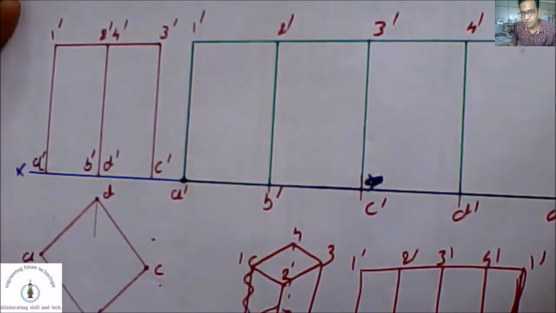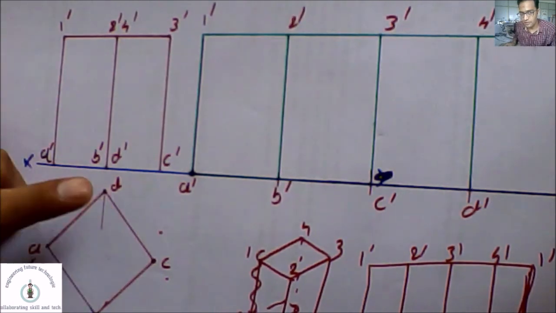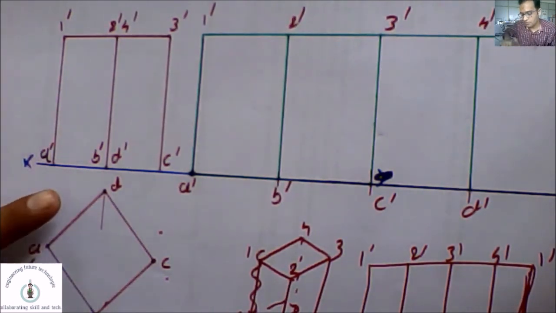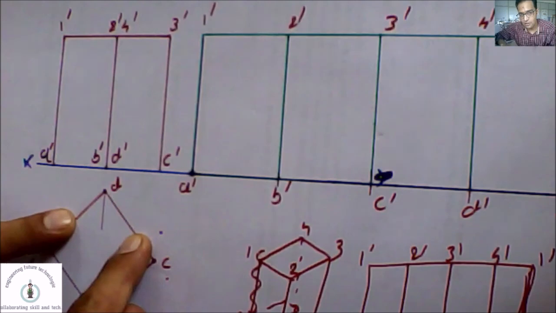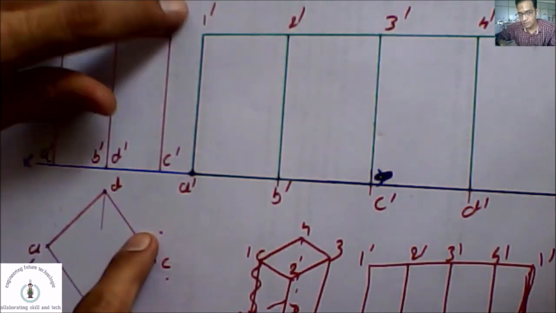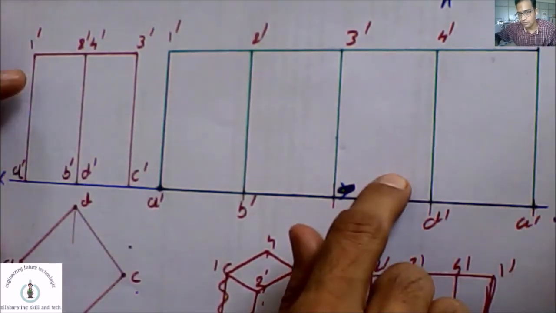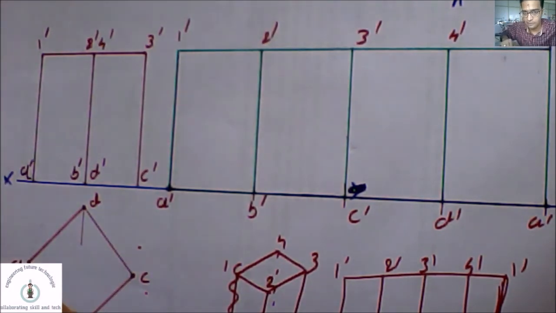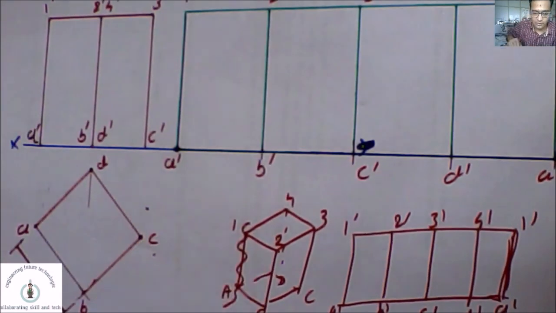Now try on your own to draft this profile. Condition is the edges are equally inclined to vertical plane, and we need to draft the development. I hope you had understood it well and plan your practice in such a way only. Thank you very much.